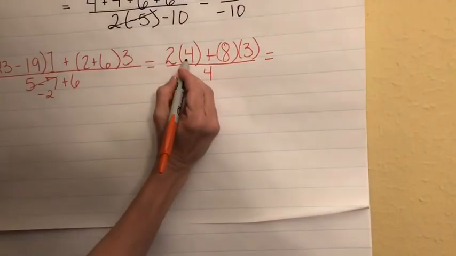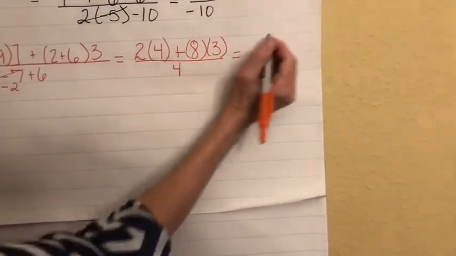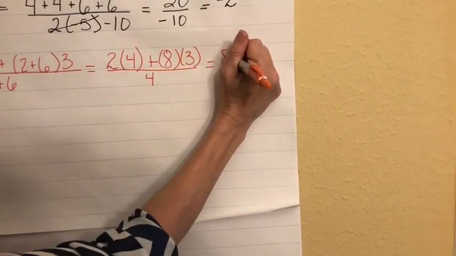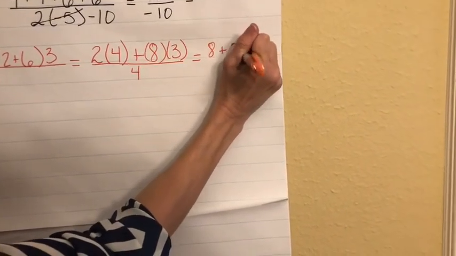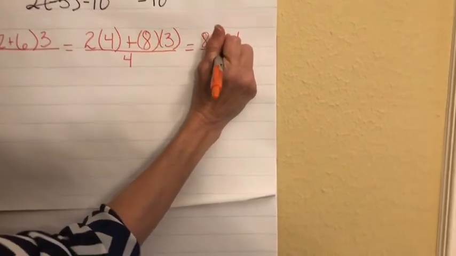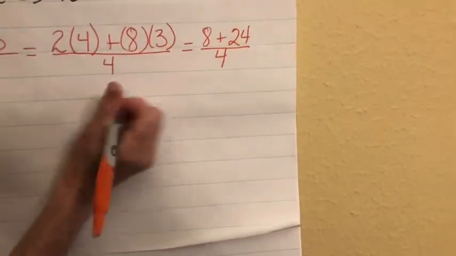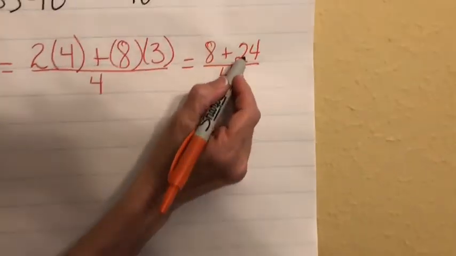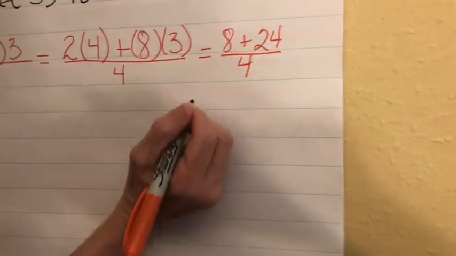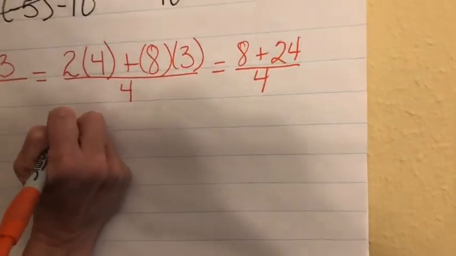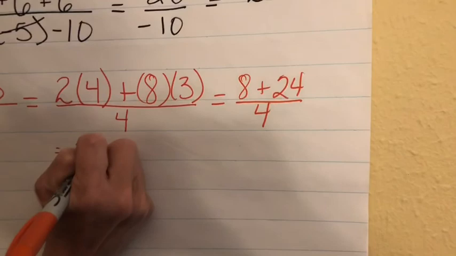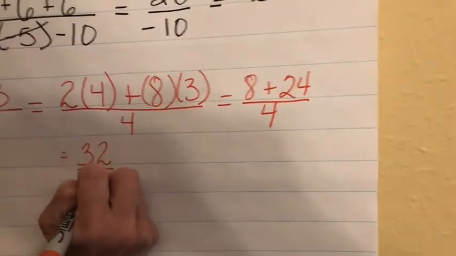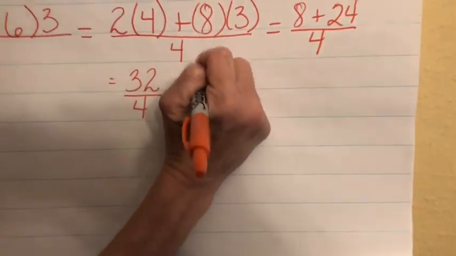Now we can do the multiplication on top. 8 plus 24 divided by 4. Okay? And we know that 3 times 8 is 24, so 4 times 8 would be 32. 32 divided by 4 equals 8.